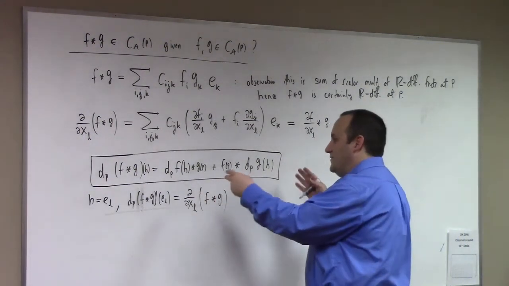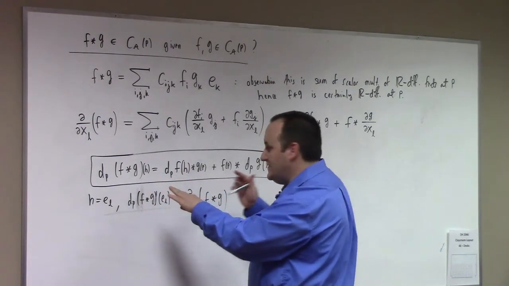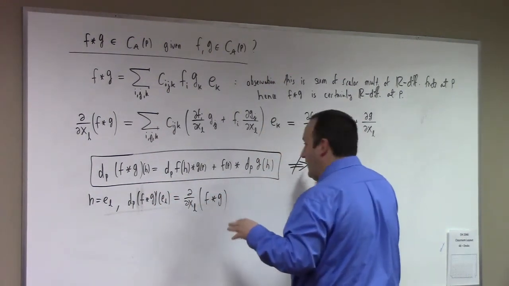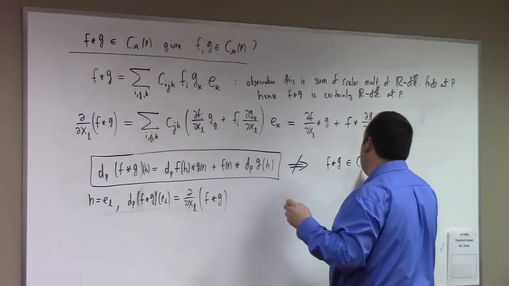Anyway. But the point is, here's the funny thing. Yeah, this formula makes sense, but that's not to say this does not imply that f star g is an element of CAP, right?